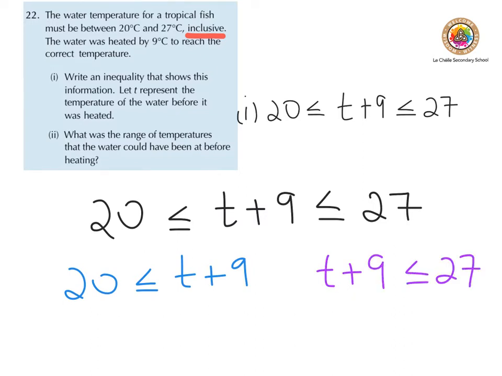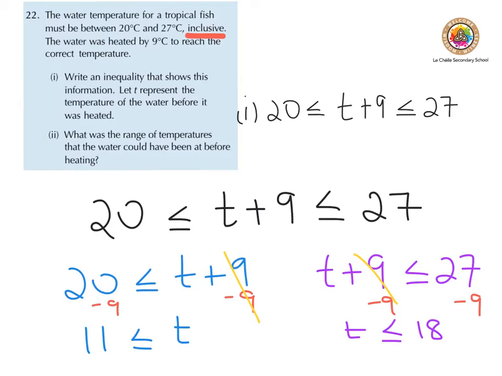And solving then for T, well, here I'm going to subtract 9, so here I'll also subtract 9. They will cancel, and 20 minus 9 is 11, which is less than or equal to T. And over here I'm going to do the exact same. I'm going to say minus 9, and so here minus 9, and we cancel out this, and I get T is less than or equal to 18.